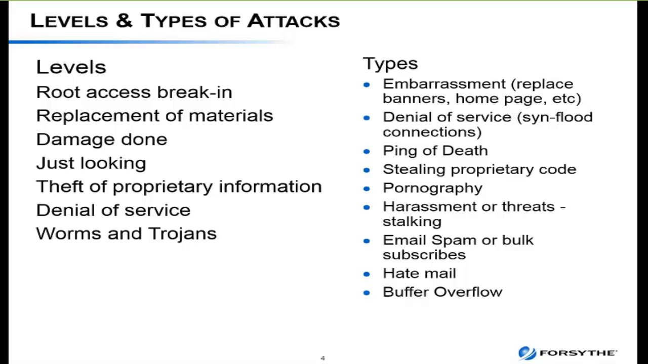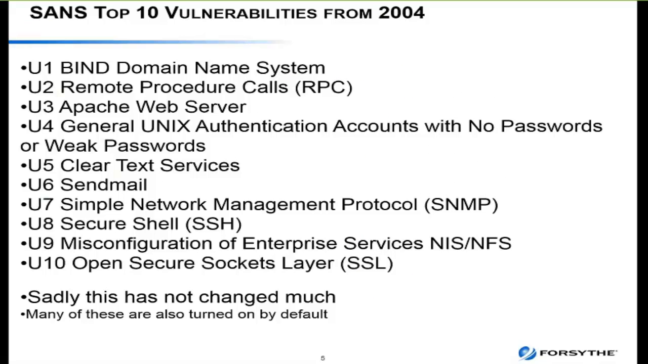If you look at them, a lot of it is about embarrassment or stealing proprietary code. Some of it's harassment, email spam we all know and love. And then you get the kinds that are based on security breaches in the actual applications, such as buffer overflows. In 2004, SANS published their top 10 vulnerabilities. What's really interesting is that if you ever have an infiltration test, these are still pretty much the top 10 that people are testing for.